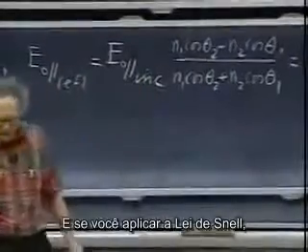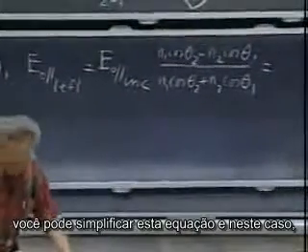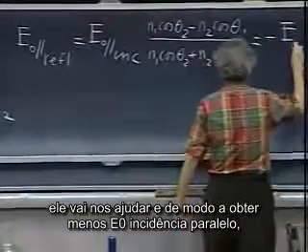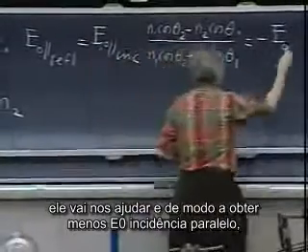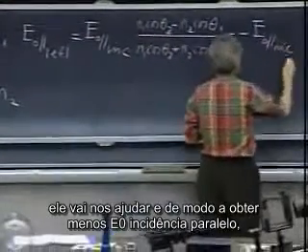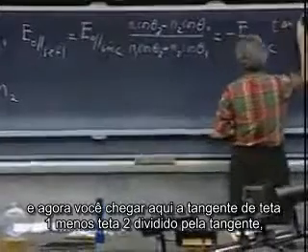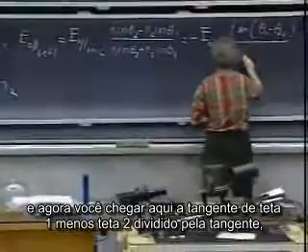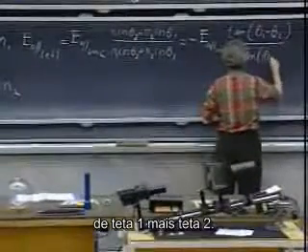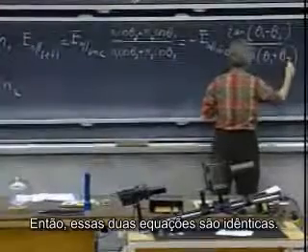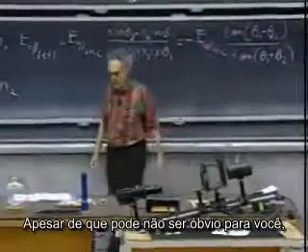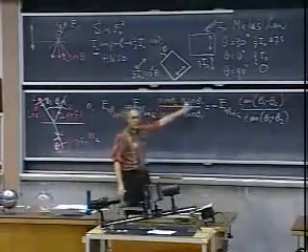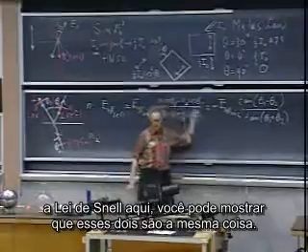And if you apply Snell's law, you can simplify this equation. In this case, it will help us. And so you get minus E0 parallel incidence, and now you get here the tangent of theta 1 minus theta 2 divided by the tangent of theta 1 plus theta 2. So these two equations are identical. That may not be obvious to you, certainly not obvious to me either, but if you substitute Snell's law in here, you can show that these two are the same.